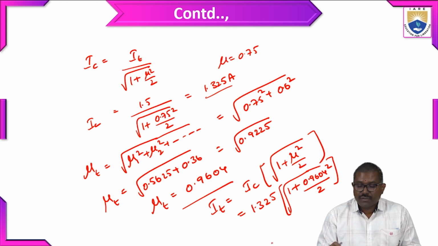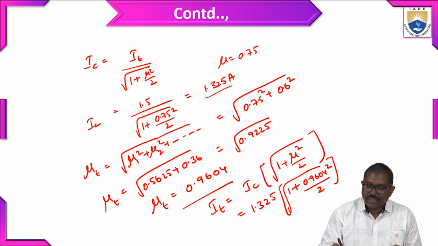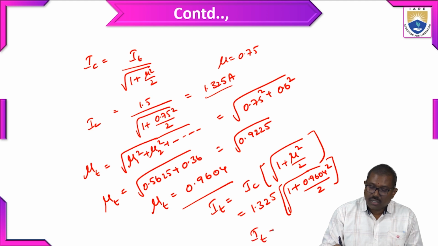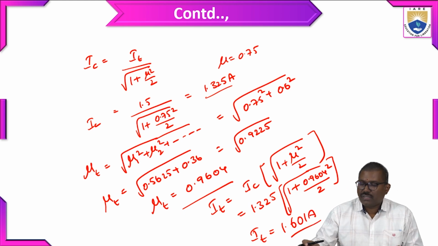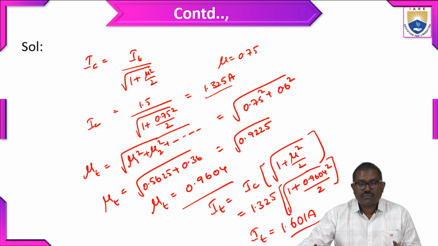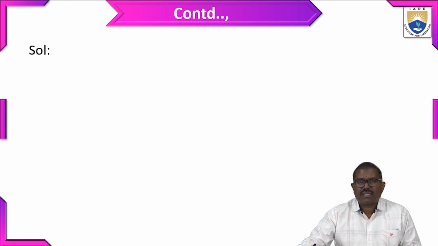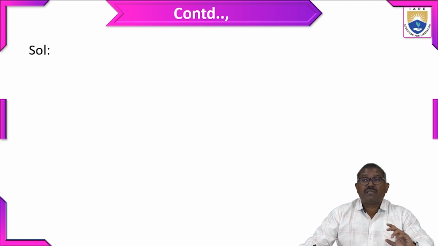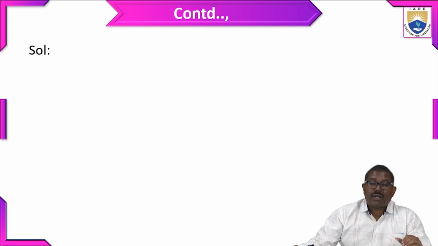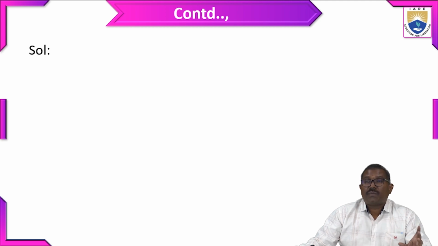So again, by using the calculator, you get this total current IT value as 1.601 amps. Okay, so this is the solution of the A bit. And second one, B bit is there. Here in the B bit, they asked how much power is saved for two sidebands compared with the single sideband.